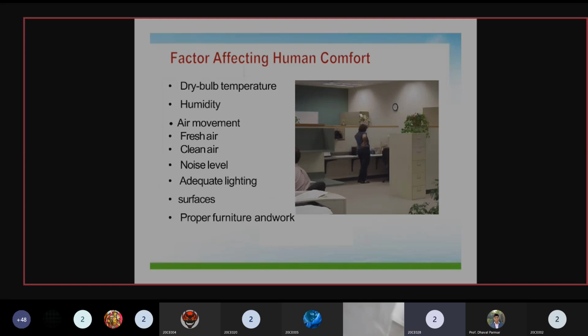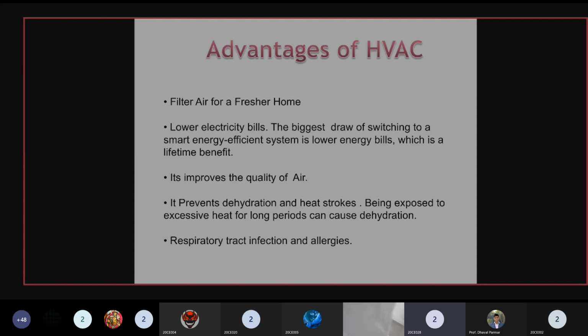I will discuss factors affecting human comfort. First, dry bulb temperature. Second, humidity. Third, air movement. Then fresh air, clean air, noise level, adequate lighting, surfaces, and proper furniture and work. Next slide.